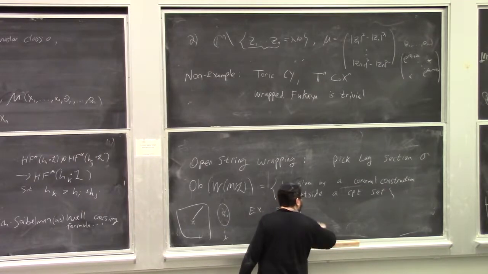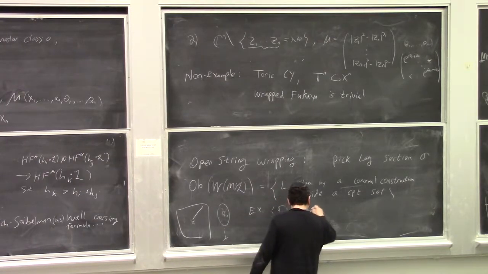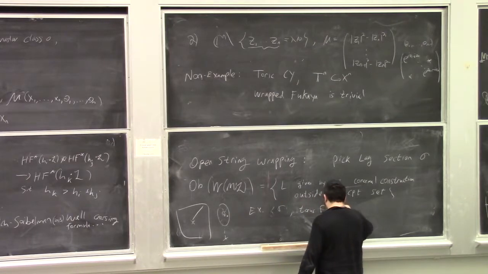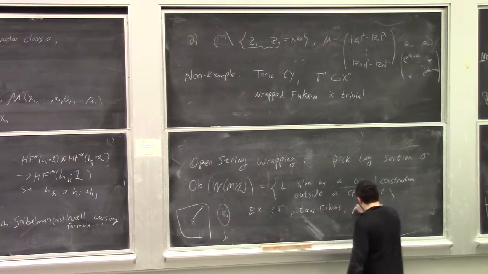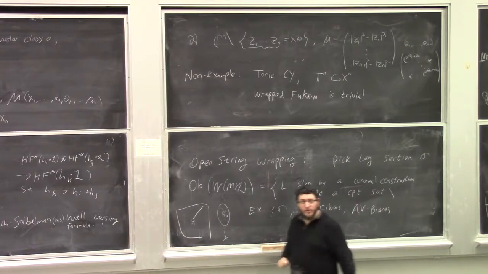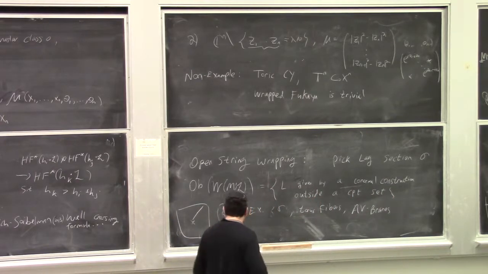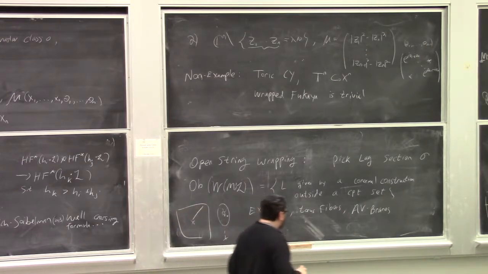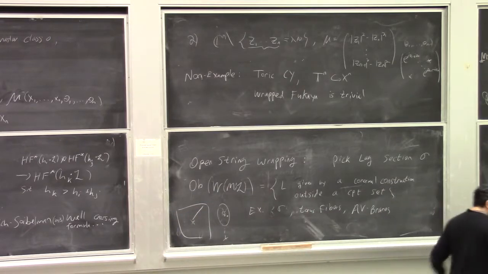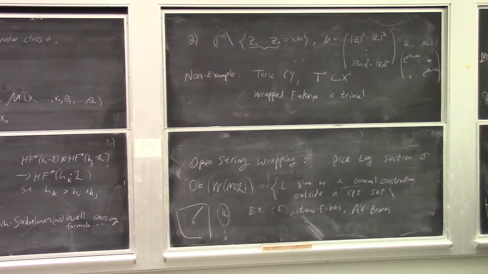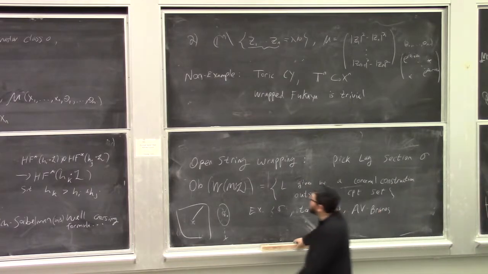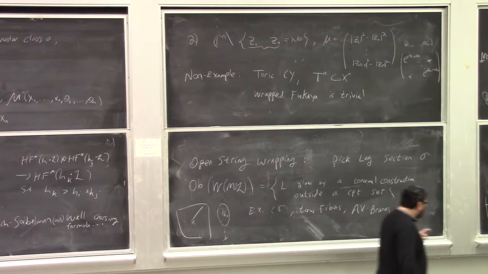And then, of course, examples are sections. So basically, if I'm very rigid about it, it's just sigma. And then torus fibers. And then also there are Aganagic-Vafa branes that Melissa was talking about. So this gives me the kind of objects in the category, and well, okay, this is not completely correct.